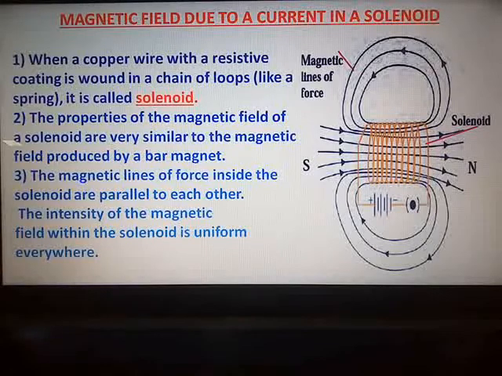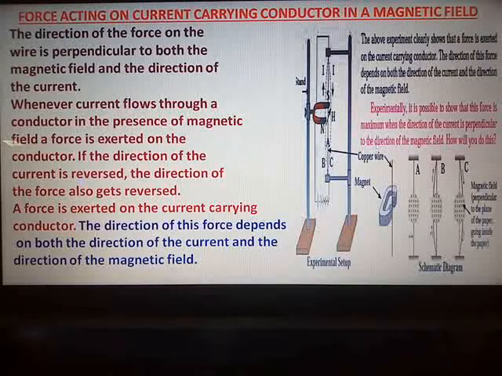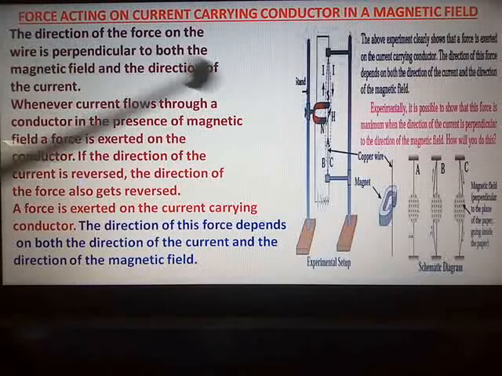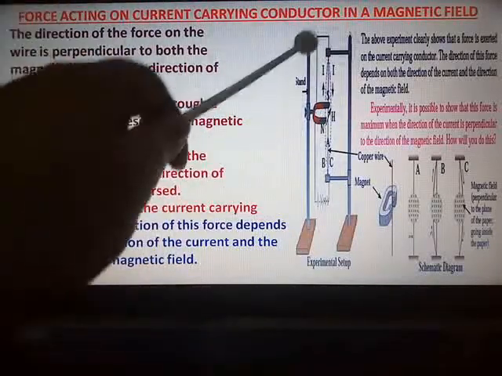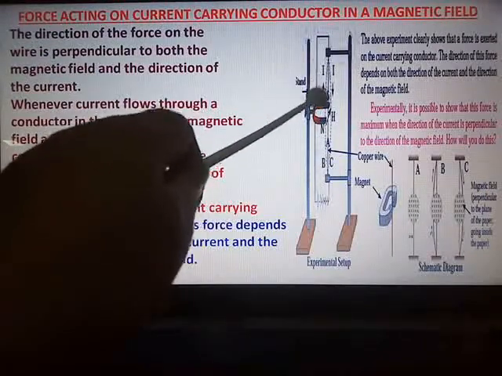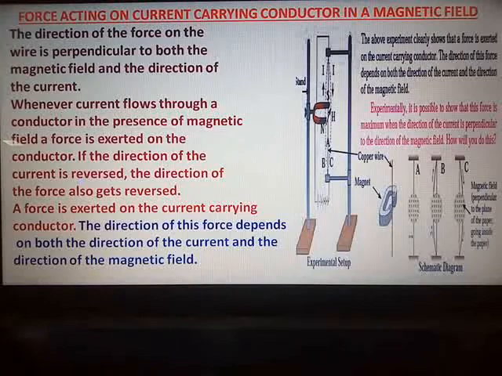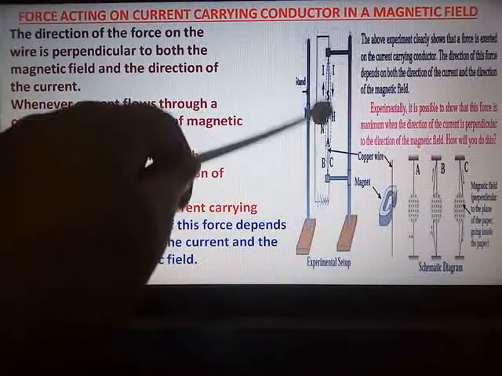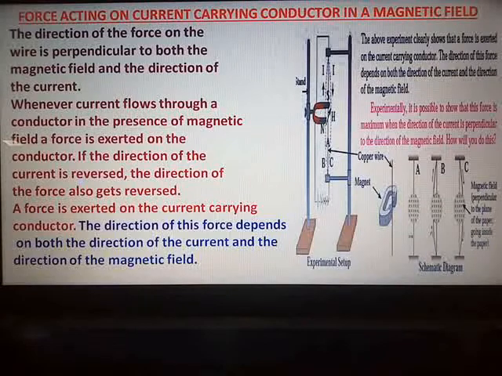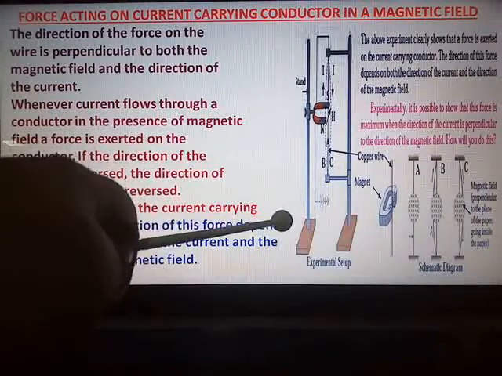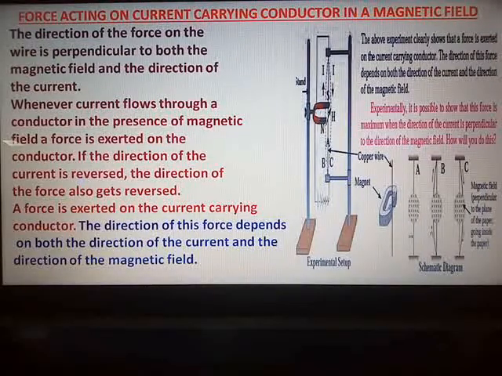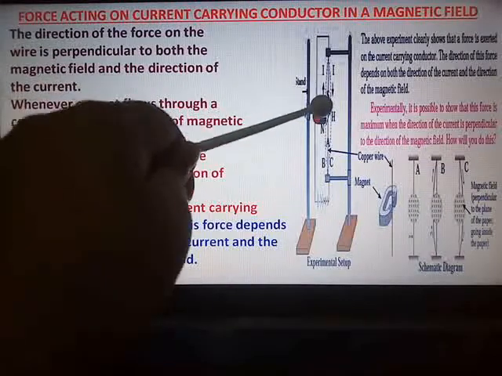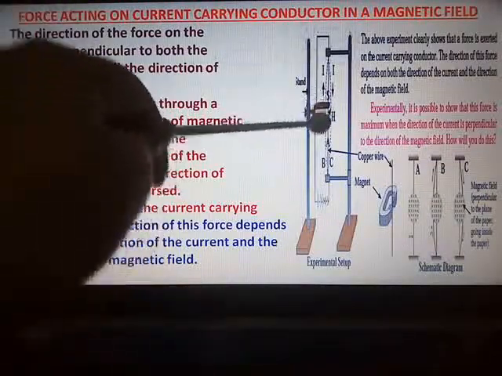Do not learn it. Our next concept is force acting on a current carrying conductor, a current carrying wire which is placed in a magnetic field. You can see this experimental setup wherein you have a flexible copper wire, an electric cell, and a horseshoe magnet with a strong magnetic field. Now using the stand on the left hand side, fix the copper wire so that it passes through the poles of the horseshoe magnet. You can see here in this figure.